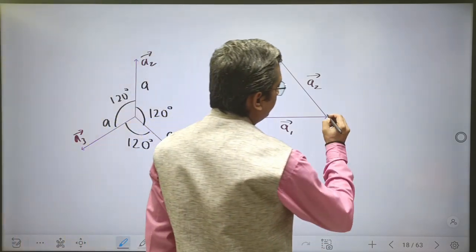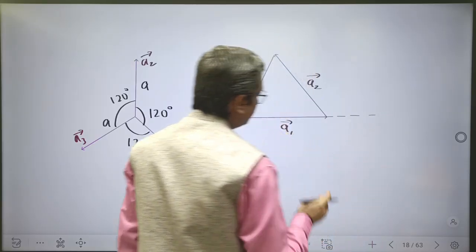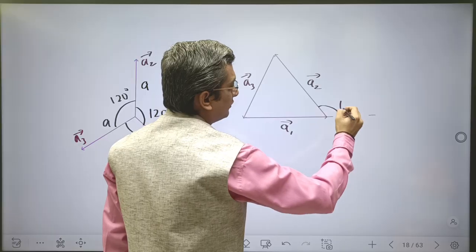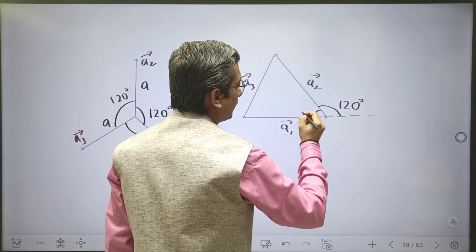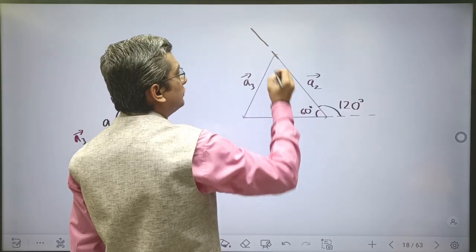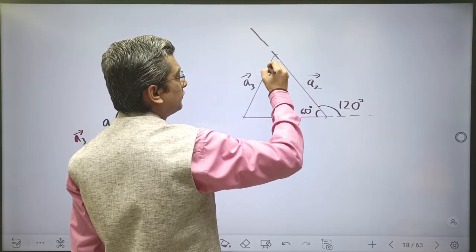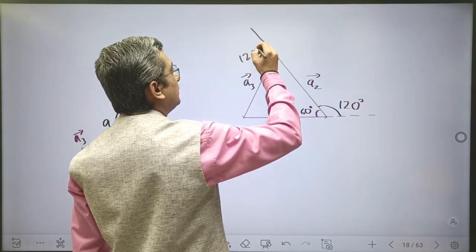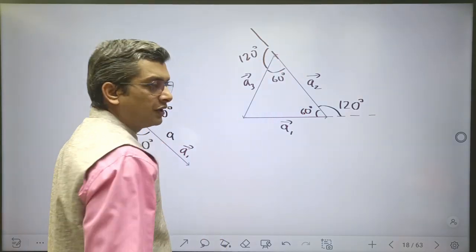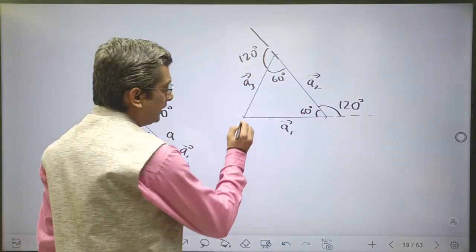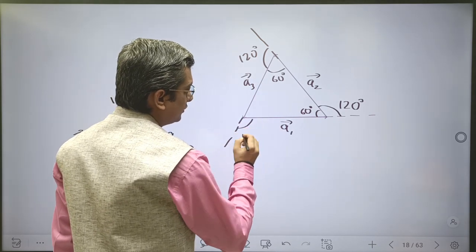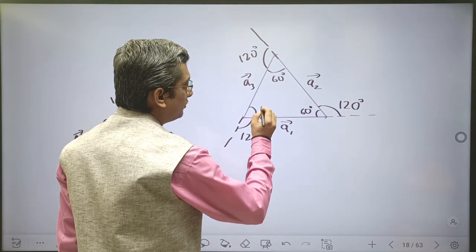So what happens here, students, if I extend this one, this is the direction of vector a1 and this is the direction of vector a2, so this angle will be 120 degrees, so this angle will be 60 degrees. Similarly, if I extend this direction, this is the direction of a2 and this is the direction of a3, so this is also 120 degrees and this will be 60 degrees, because these two form 180 degrees, that is a linear pair. And this is the direction of vector a3 and this is the direction of vector a1, so this is again 120 degrees, so this will be 60 degrees.